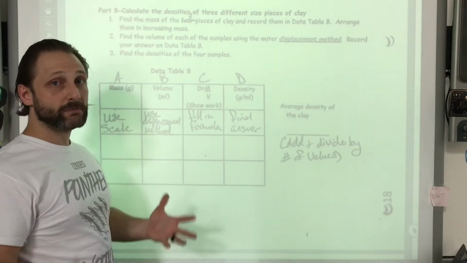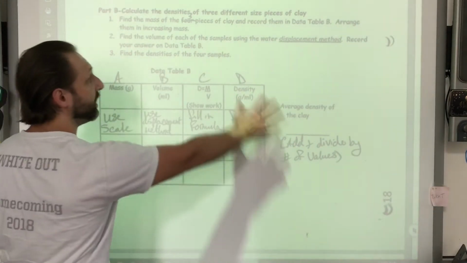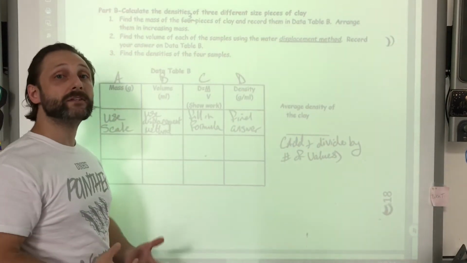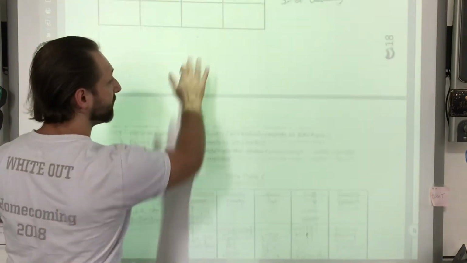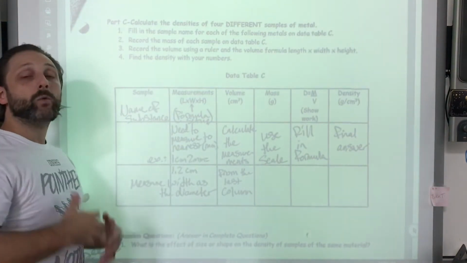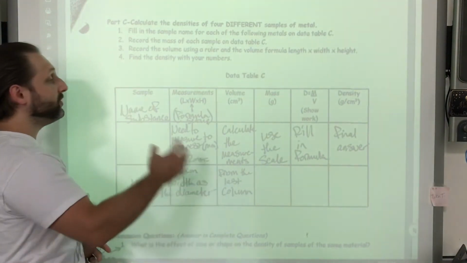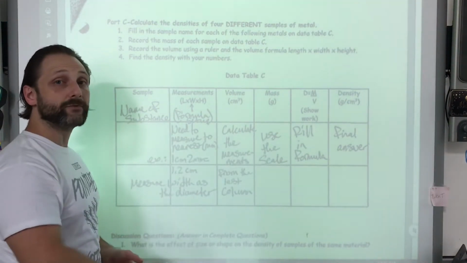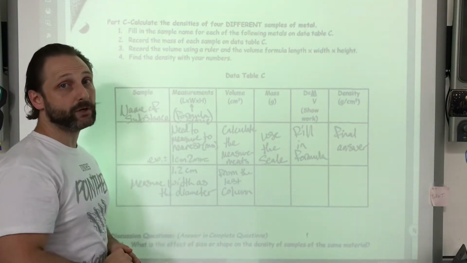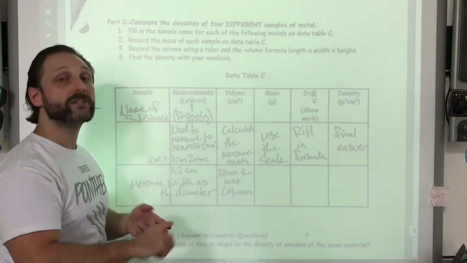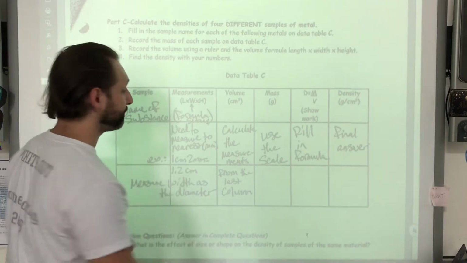Similar setup, similar style. This is on clay. So the density of clay, but your difference will be the shape of the clay. Lastly, in part C, we'll be measuring density together, and you will be calculating and recording the data for 3 different materials. Each material will have the same shape and the same size, but is made of different stuff.